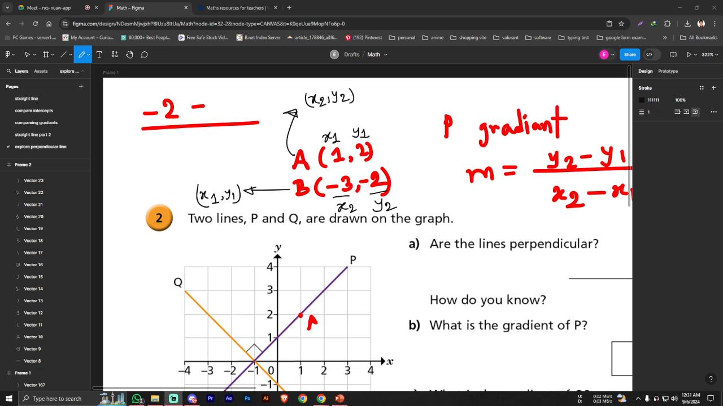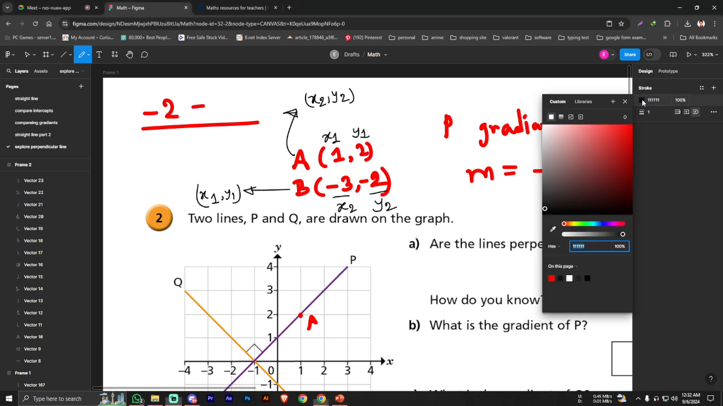x1, which is 1 subtracting -3, it equals 4. Yes. So here, if you calculate it, what's the answer you get? The -2 subtract 2 equals 0. No, -4. Yes, -4. Okay, let me calculate it and let's see the answer.